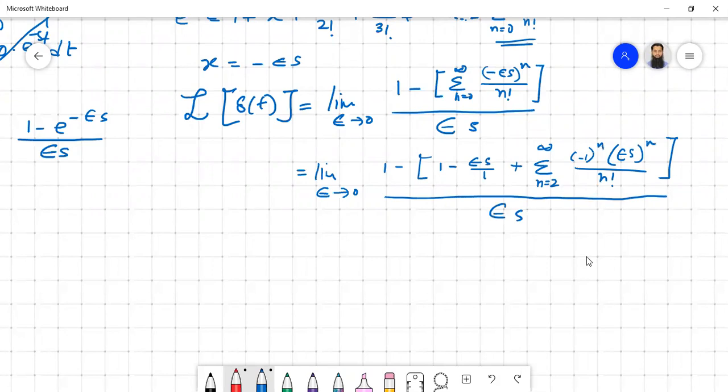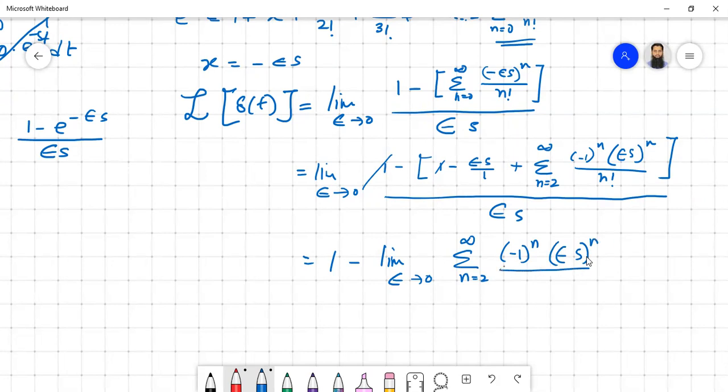Okay, so definitely 1 and 1 get cancelled out. Then you have epsilon divided by epsilon, so basically it will become 1. Actually, you can avoid putting the limit here, so you can directly write 1 minus something, because on the 1 you cannot apply the limit, isn't it? So you can skip one line. So you can write 1 minus the limit epsilon tends to 0, then the summation n equal to 2 to infinity, then minus 1 to the power n, then epsilon s to the power n, and so on. You can keep it n, no problem.